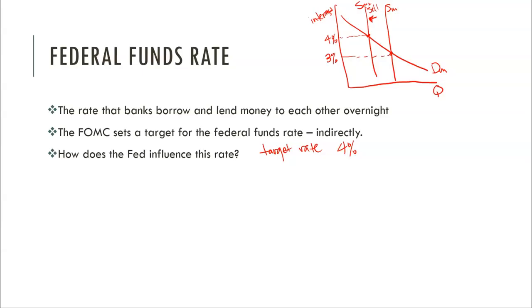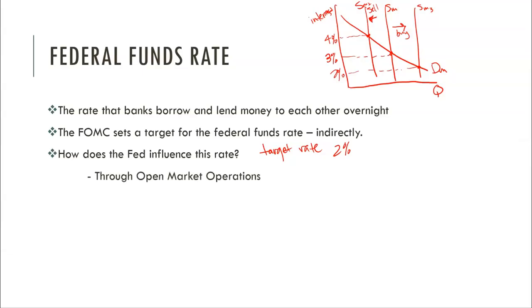If they want the target rate to drop, so the economy is in a recession, they want to stimulate things, they want a target rate of 2%, they're going to increase the money supply. They're going to buy more assets, buy more securities, and then get to that lower rate. So they'll just continue buying assets until rates drop to their target.